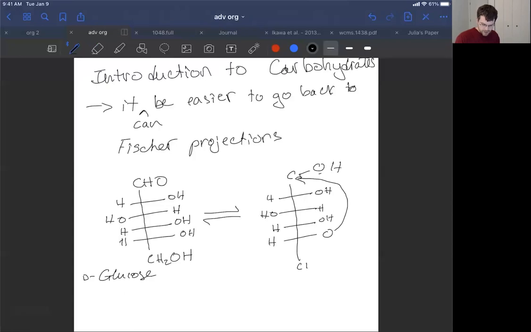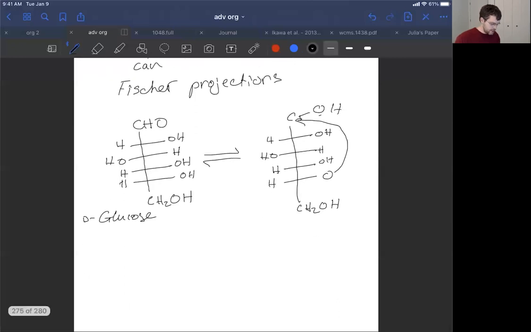Now, as I alluded to, it's just easier to draw this as a ring closed form. So we get about greater than 99% in the closed ring form.